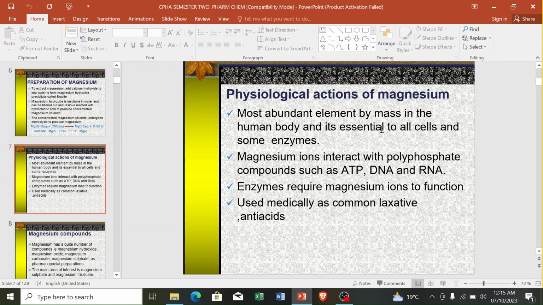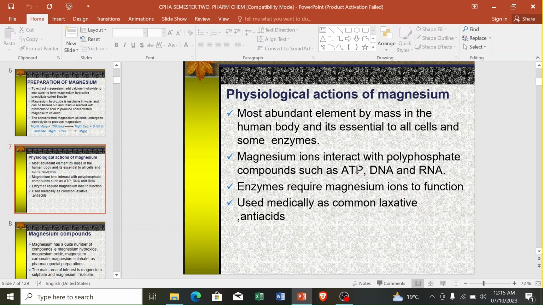Why do we need magnesium in the body? Magnesium is the most abundant element by mass in the human body, and it is essential for all cells and some enzymes. So magnesium is essential for the growth of cells as well as some enzymes in the body.